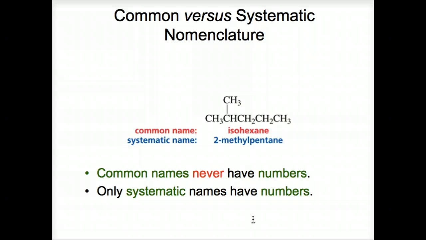Just a comment on common versus systematic nomenclature. Common names never have numbers. For example, isohexane. A chemist that recognizes this as a common name knows that this is the structure. Most chemists, however, will use a systematic name where you would say 2-methylpentane, and you immediately know that a methyl group is often number 2 on a 5-carbon chain. So there it is. Only systematic names have numbers.